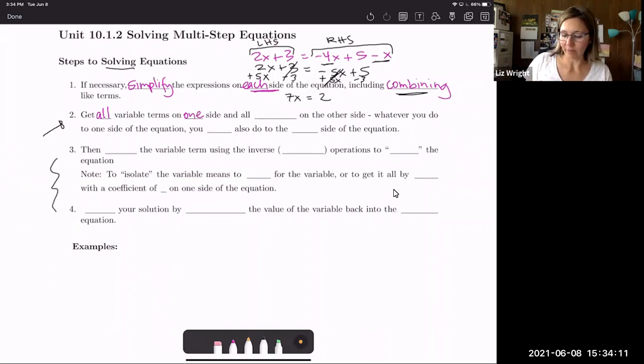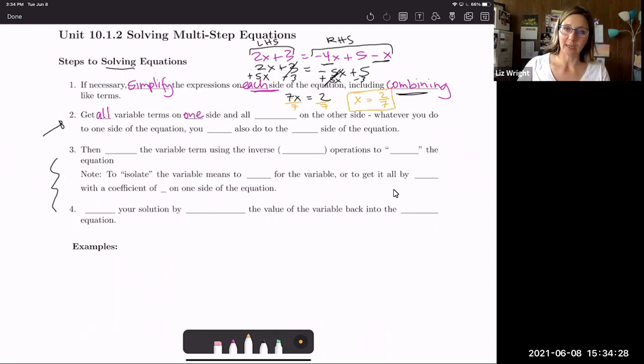And now you isolate, this is what we're going to talk about down here. You isolate that variable. You look at, okay, how do I get x all by itself? Well, 7 is being multiplied by x. How do I undo multiplication? I divide. So then my x equals 2/7. And that's how we do that.